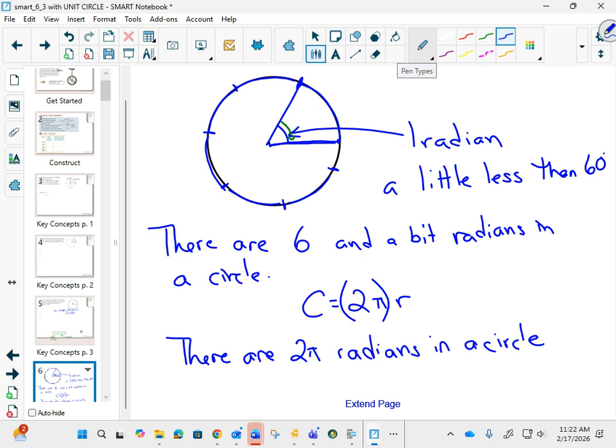Degrees are arbitrary. Radians are based on a measurement. They're based on the length of the radius. And so because it's based on something else, it has meaning. Whereas degrees are just arbitrary, someone decided there has to be 360 in a circle. There are 2 pi radians in a circle.